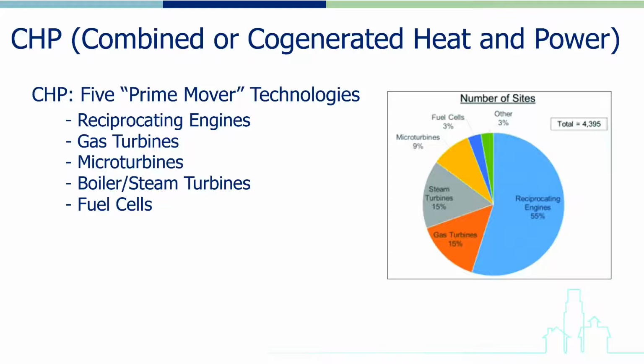Current trends indicate that the total number of sites and systems is poised to rise dramatically over the coming years. As the pie chart indicates, all of these systems can work in a CHP system, depending on specific conditions and overall goals. But each system also has specific characteristics that make them more or less suited for specific applications. So let's take a look at each of these systems in a bit more detail.